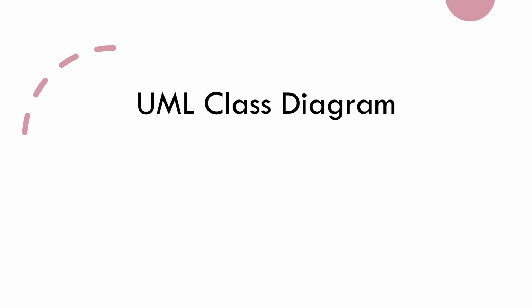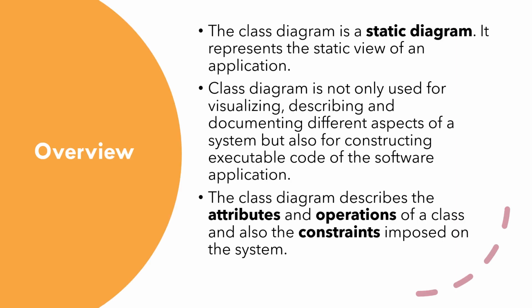Okay, UML class diagram. So this approach is under the object-oriented model. Okay, so the class diagram is a static diagram. So it represents the static view of an application or any activity, business activities or system. In easy understanding, it is a representation of one system.